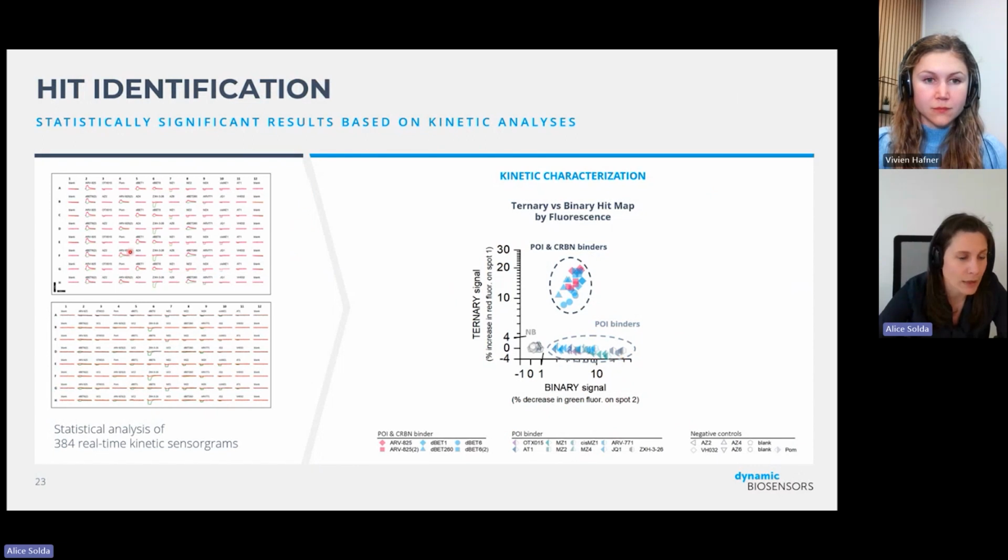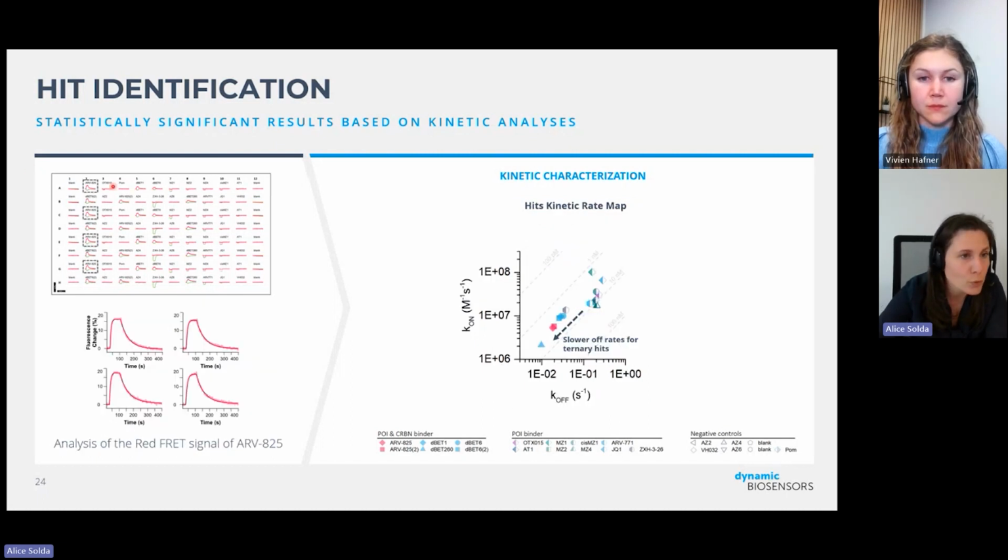And if you have a look at spot 1 and 2, or let's say you consider that you have 384 real-time kinetic sensograms, you can gain also information about the statistical value. And in short, you can map the ternary versus binary heat map because you can group them together and you can discriminate which are the hits that are binding to both targets, only one, and also the non-binders.